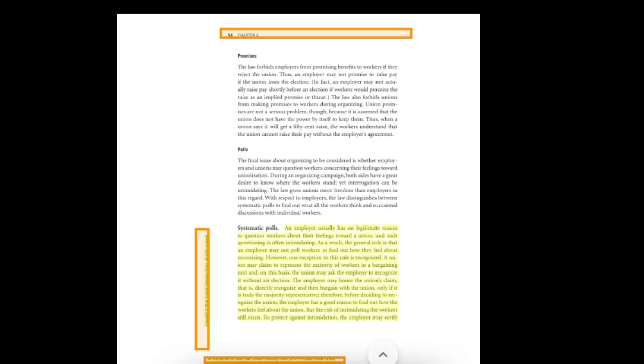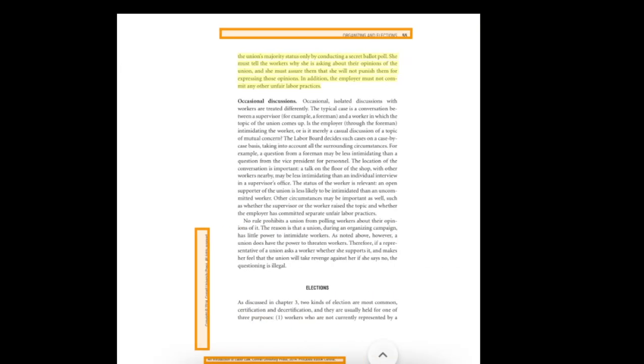The employer may honor the union's claim, that is, directly recognize and then bargain with the union, only if it is truly the majority representative. Therefore, before deciding to recognize the union, the employer has a good reason to find out how the workers feel about the union. But the risk of intimidating the workers still exists. To protect against intimidation, the employer may verify the union's majority status only by conducting a secret ballot poll. She must tell the workers why she is asking about their opinions of the union, and she must assure them that she will not punish them for expressing those opinions. In addition, the employer must not commit any other unfair labor practices.